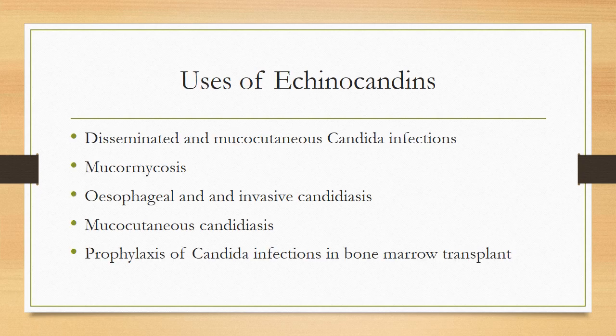Now the uses of echinocandins include disseminated and mucocutaneous candida infections. It is used in case of mucormycosis. It is also used in cases of esophageal and invasive candidiasis. It is also included in case of mucocutaneous candidiasis. It is also used in prophylaxis of candida infections in bone marrow transplant.